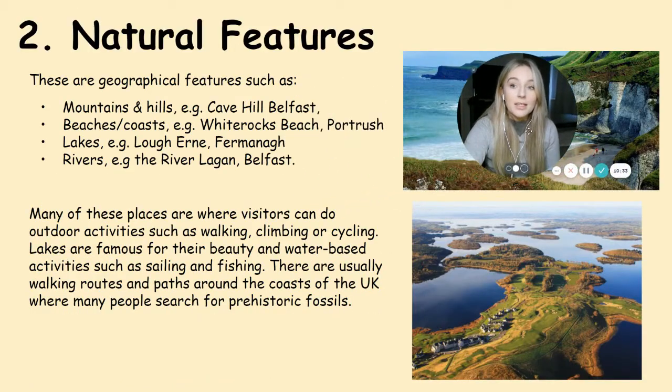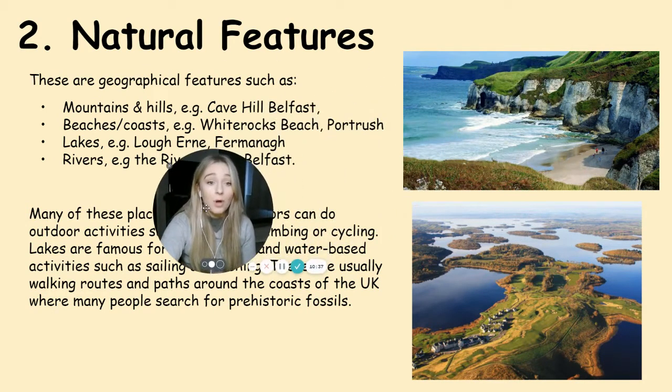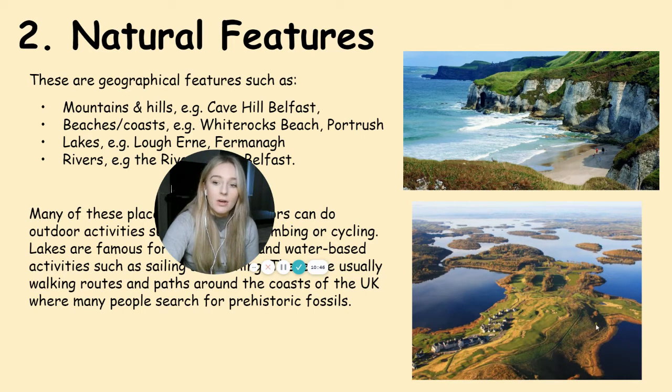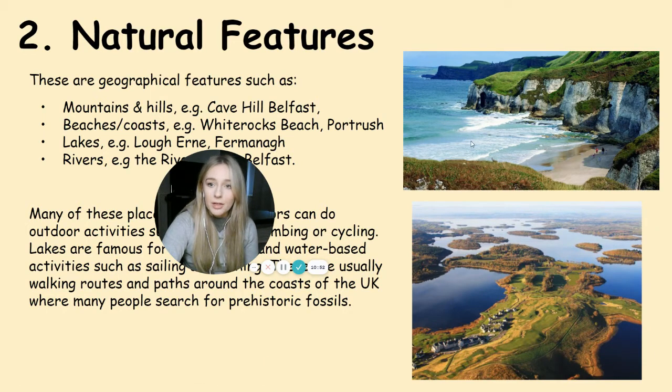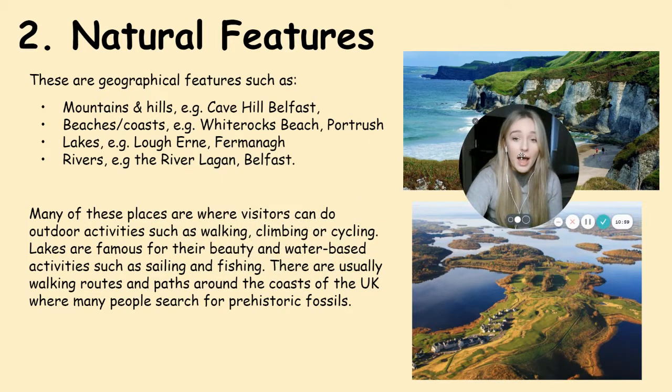Okay, the second key aspect of appeal is natural features. So these are not man-made, these are natural things that exist on their own. So mountains, lakes, beaches, etc. And here are a couple of examples. This is for Fermanagh, Lough Erne in Fermanagh, and then this is Downhill Beach, I think it is. I just stuck those into Google, like natural features, Portrush, natural features, Fermanagh, and then those come up.